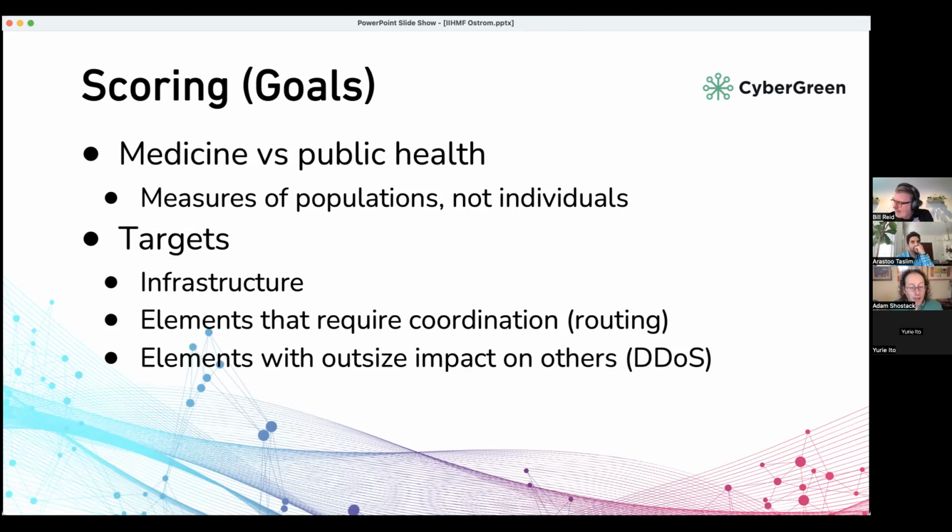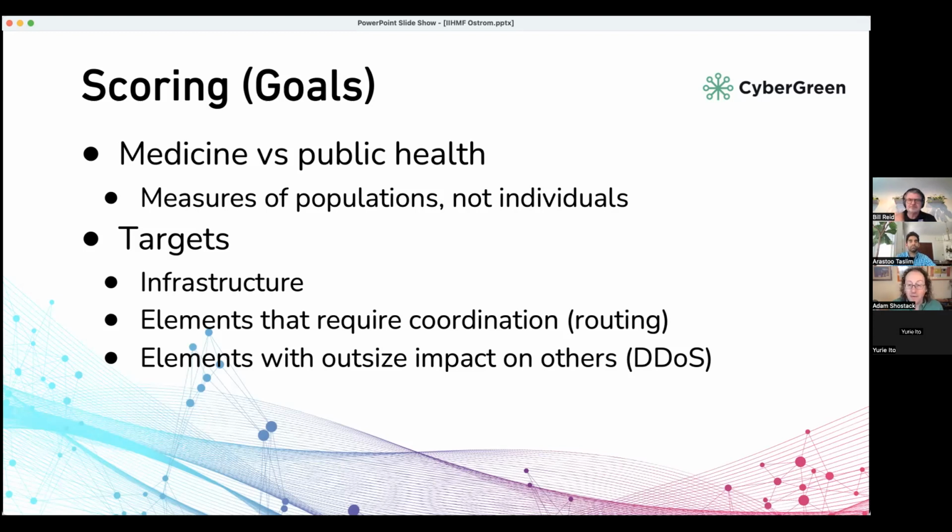We think about elements that require coordination, things like routing, right? BGPsec is not useful in and of itself if only CyberGreen, for example, were to be issuing signed routes. We need other people to also be issuing signed routes. We need people to be validating those. And so that need for coordination is the sort of thing that a public health framing can help us find.